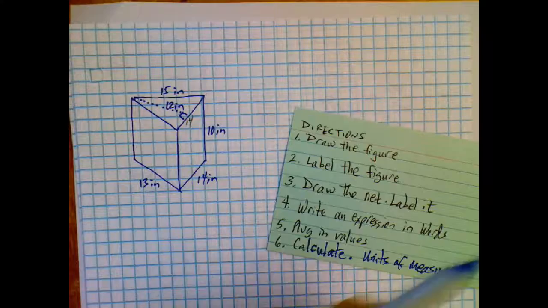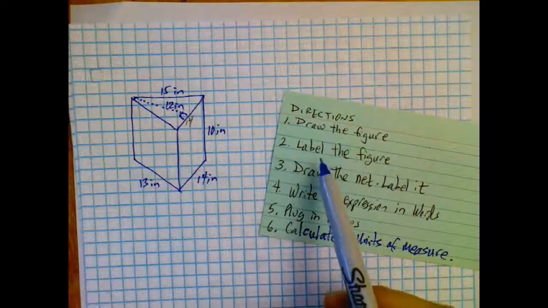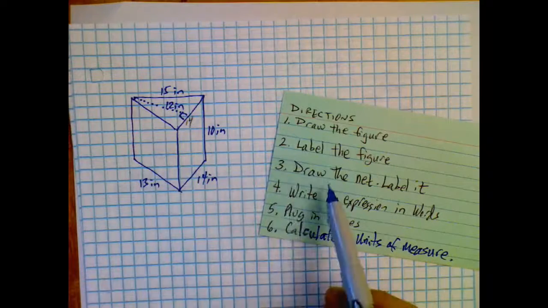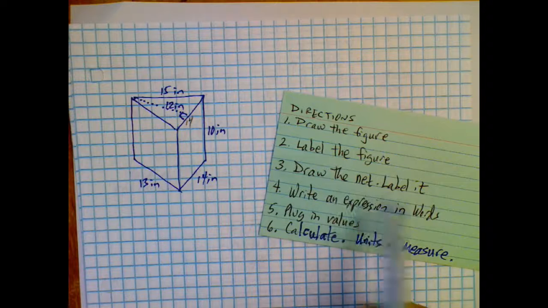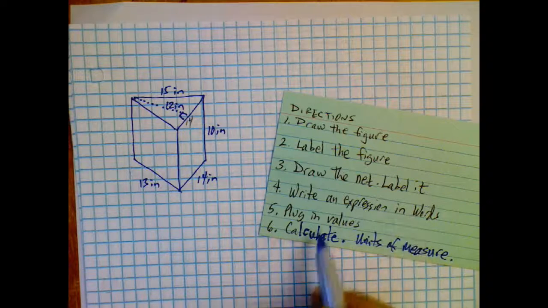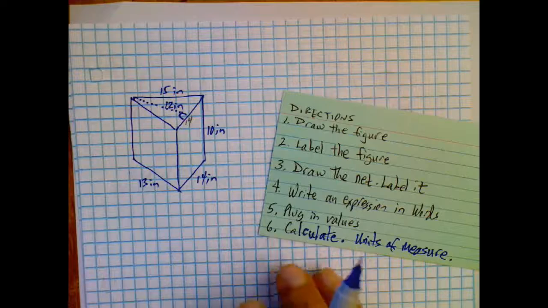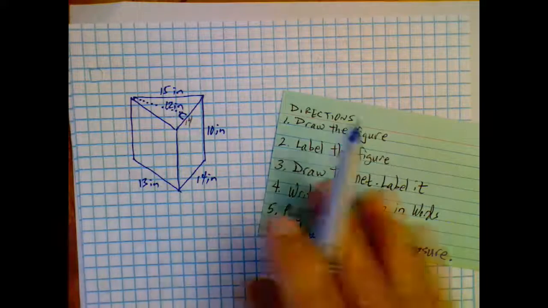So the first thing I'm going to do is draw the figure, label it, which we've done so far. The next thing we'll do, we'll draw a net, and we'll label the net. Then we'll write an expression in words so that we'll go from the words to plug in values and then calculate. So let's draw the net for this since we have the figure.